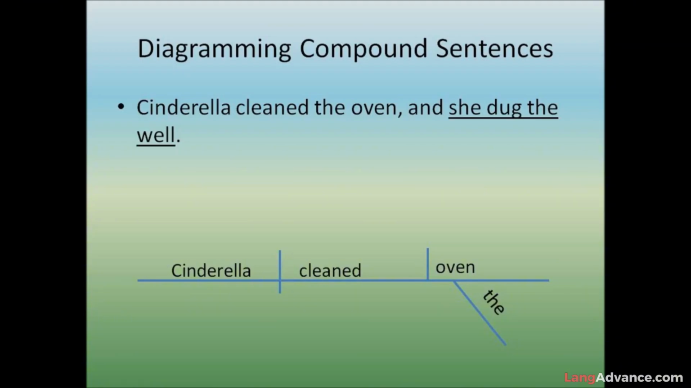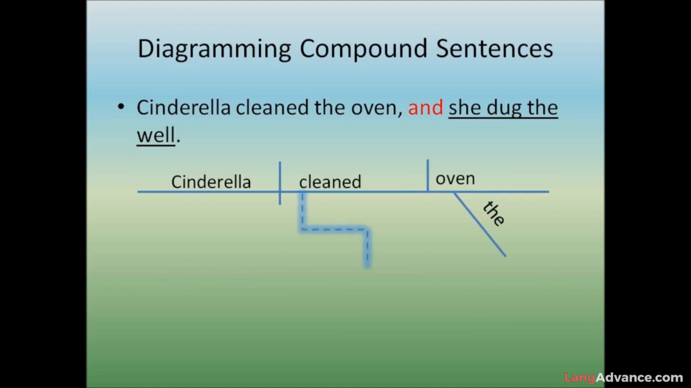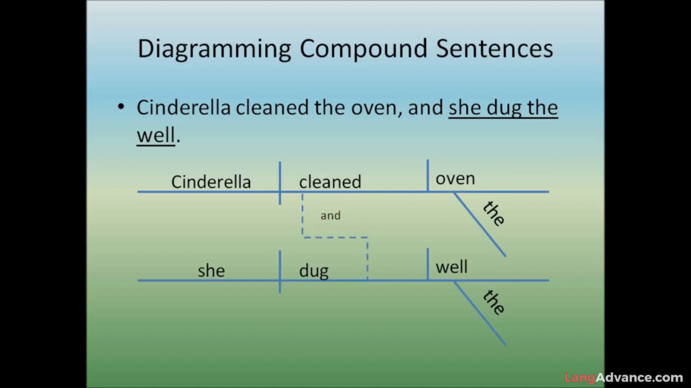Now we have to diagram the second clause, she dug the well. First, we need to connect the 2 clauses with our element for coordinating conjunctions between clauses. It looks like a stair. We're going to put the word and right on the stair, and we're going to connect the 2 clauses at the verb. The first clause, Cinderella cleaned the oven, and the second clause, she dug the well.